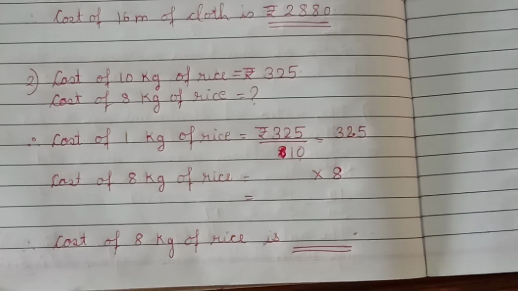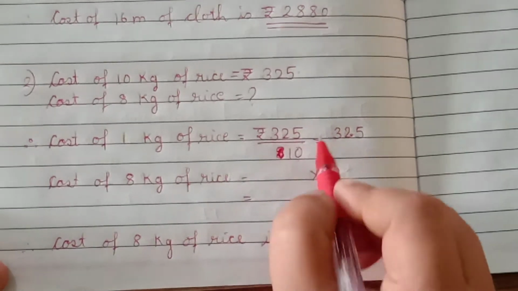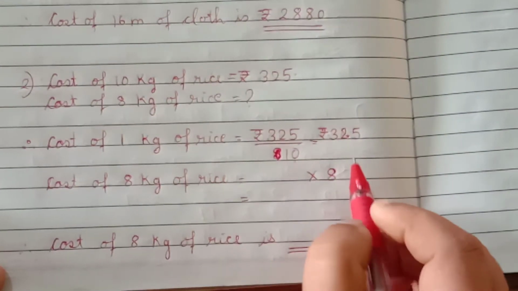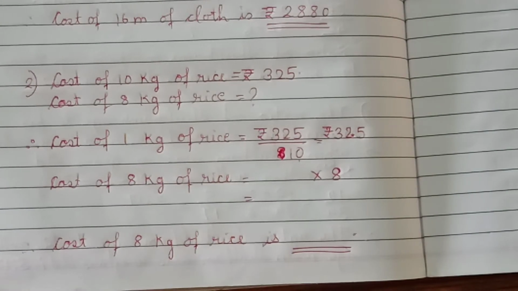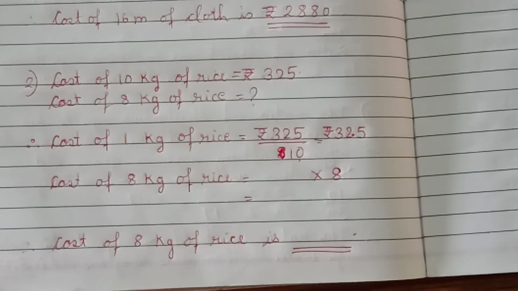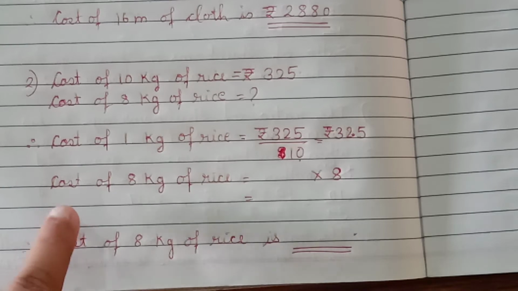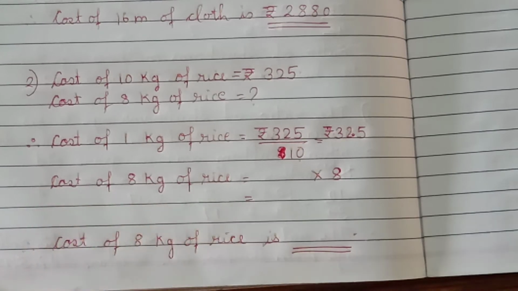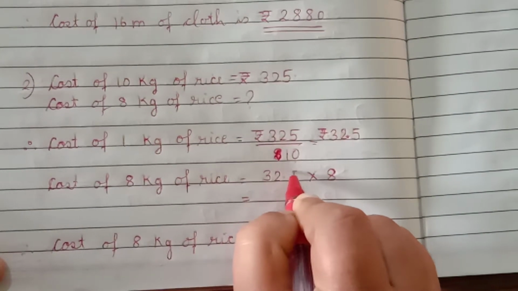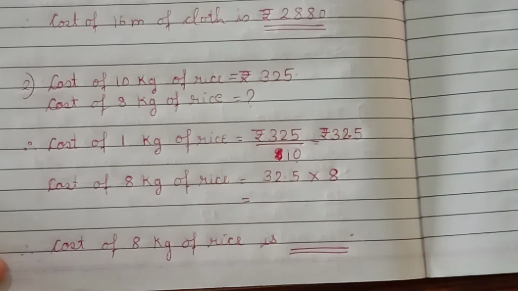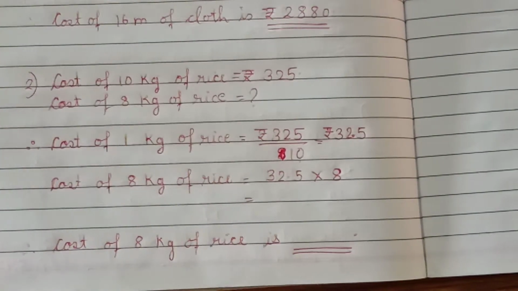What is the cost of 1 kg of rice now? Yes, rupees 32.5. Okay, so did you get the cost of 1 kg of rice? Yes, now we will find out the cost of 8 kg of rice. So we'll write here 32.5 into 8. Okay, now again take your rough book and do the rough work.